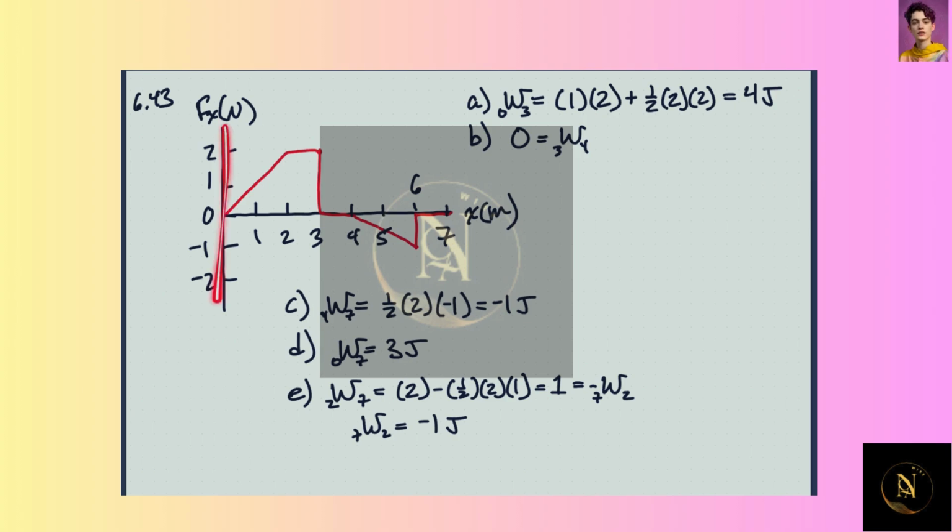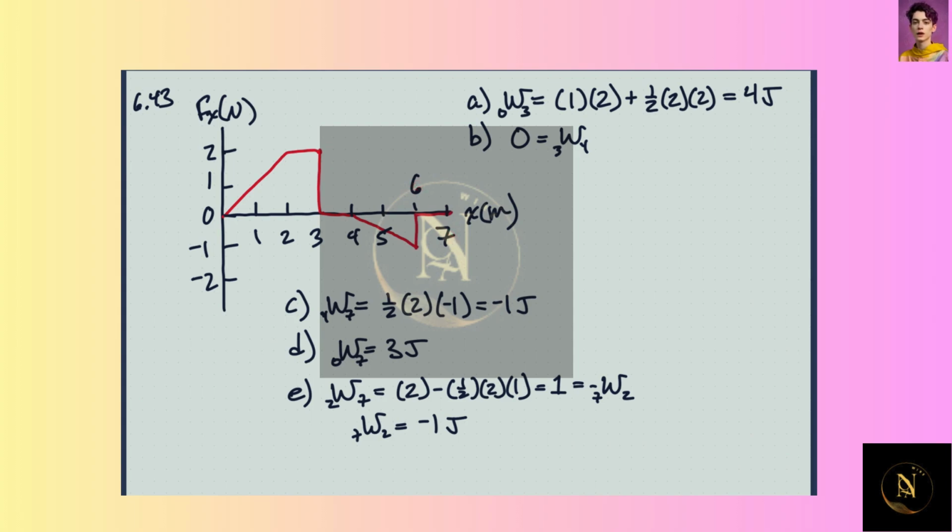We're given a graph of force versus displacement for some body, and I've reproduced that here. It's in the problem in the book, and we can see that the force goes up to 2 newtons as the displacement goes to 2 meters. It stays at 2 newtons as the displacement goes on to 3 meters. It drops down to 0 newtons as the displacement goes from 3 to 4 meters. Then it drops to minus 1 newton as the displacement goes from 4 to 6 meters. And then it goes back up to 0 as the displacement goes from 6 to 7 meters.